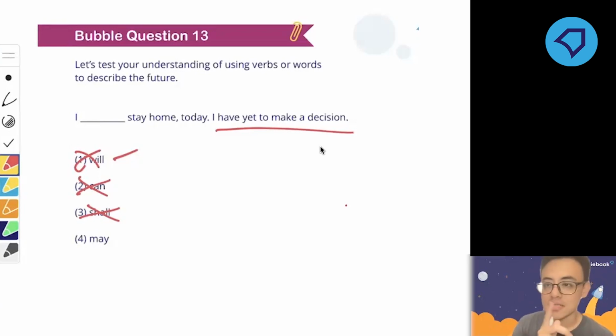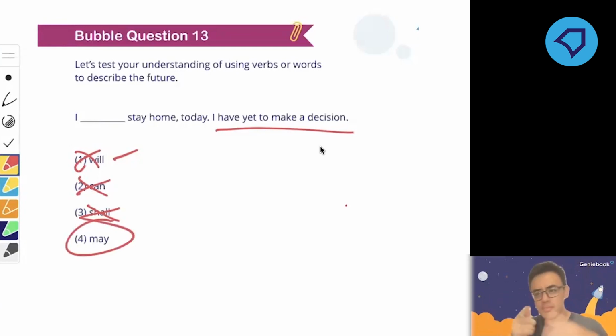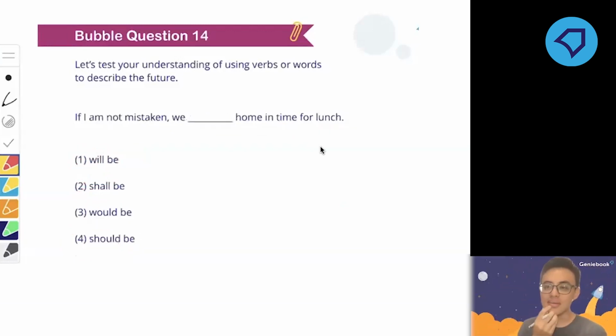May and might are quite similar actually. I might stay home. I may stay home. May is the present tense of might actually, but you don't need to go there. I will spend forever explaining it to you. So the answer is number 4. I may stay home. 50-50% chance. Will means very high chance. Can means ability. Shall means definitely I will. But may means not sure. If I'm not mistaken, I'm unsure.